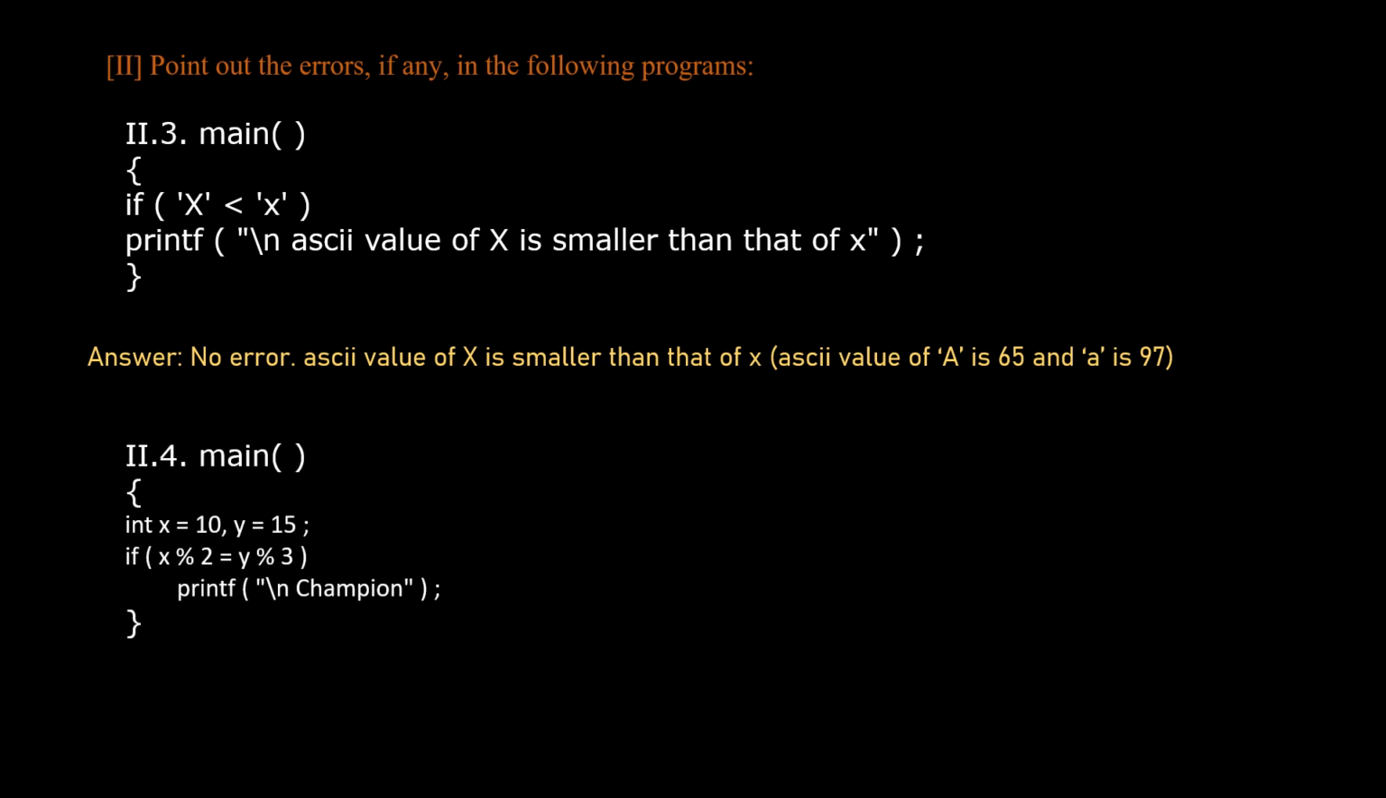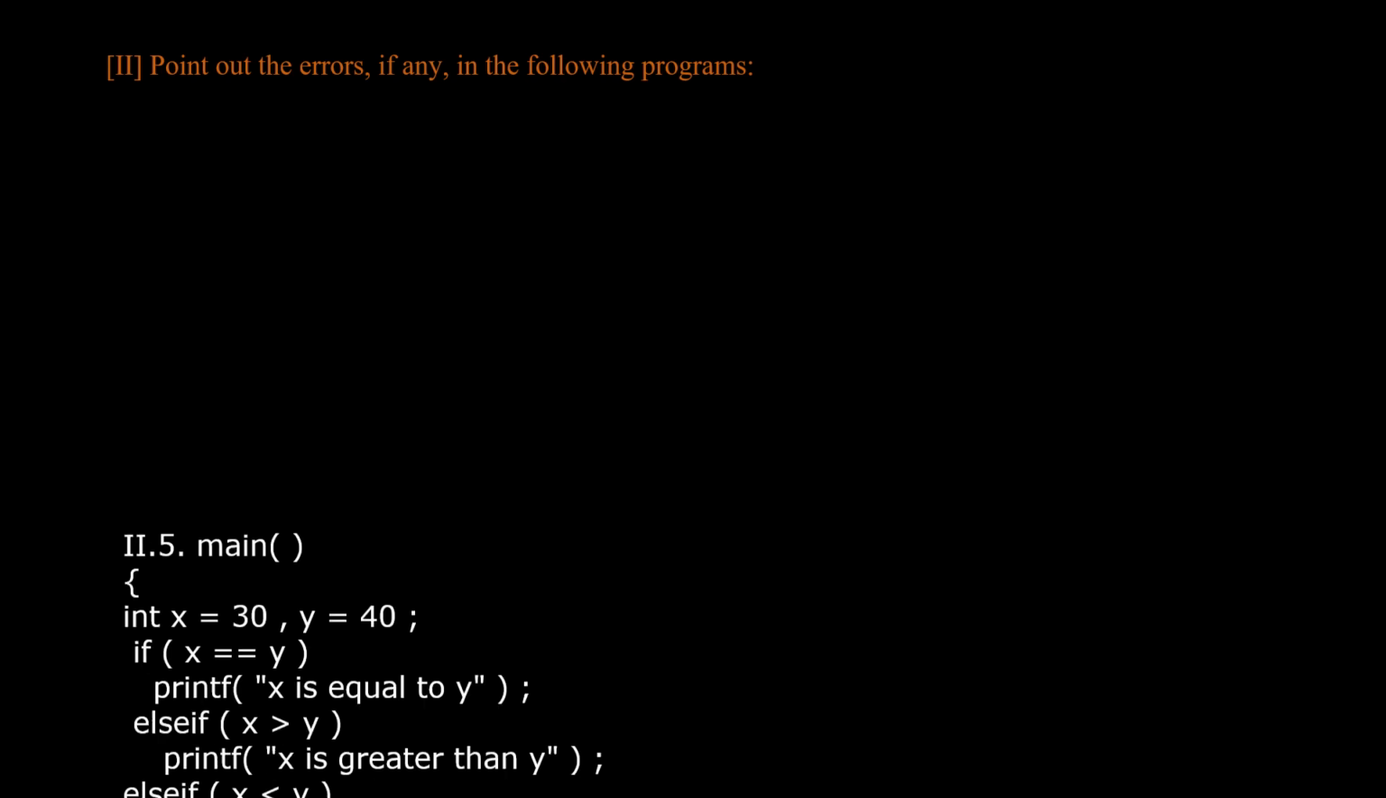Next question. X is equal to 10, y is equal to 15. If x modulo 2 equal to y modulo 3, printf champion. Is there any compilation error or is the program fine? Yes, there is a compilation error because left hand side of any assignment operation must be a variable. This cannot be an arithmetic operation. So there is a compilation error. Next question.